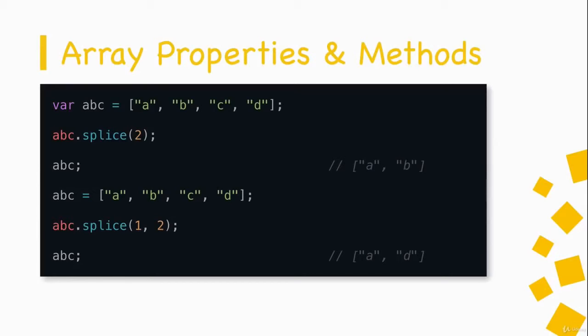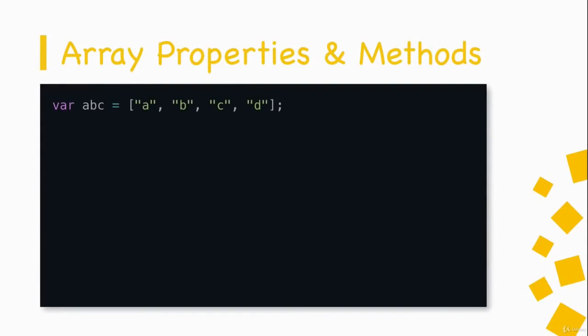So as you can see, using the splice method, you can start a splice at the specific index and continue on until the very end of the array, removing all the elements, or you can start a splice at a specific index and only remove a specific number of elements and leave all others intact.